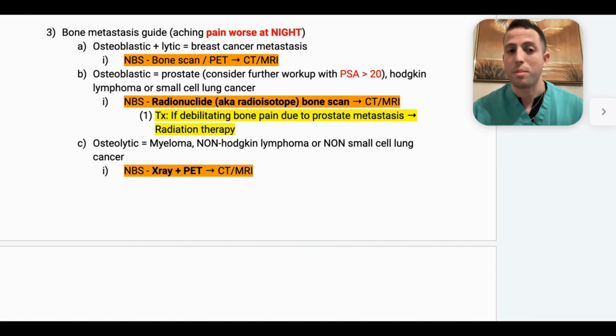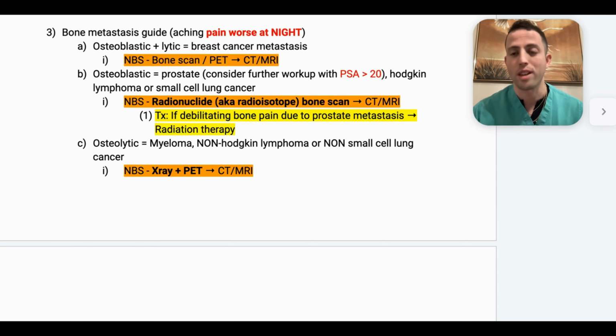The next best step, if you suspect breast cancer metastasis, is a bone scan or a PET, and that can progress with next getting a CT or MRI to further work it up. Osteoblastic lesions, you're thinking prostate cancer. And so you can consider a further workup if a patient has suspected prostate cancer and a PSA over 20. The other cancers that can cause osteoblastic lesions include Hodgkin lymphoma or small cell lung cancer.